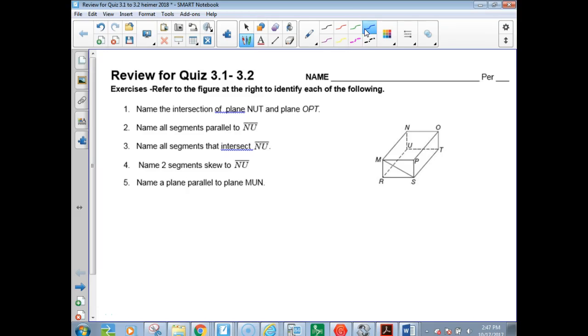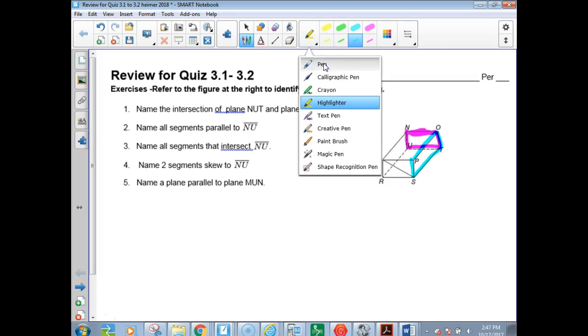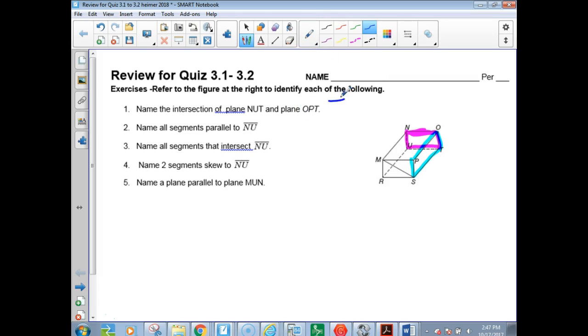Okay, got a quick review to go over before we take our 3-1 to 3-2 quiz. It says name the intersection of plane NUT. NUT would be the plane at the back. And then plane OPT. It's on the side. So where do they meet? Line OT. Yep, it's an entire line.